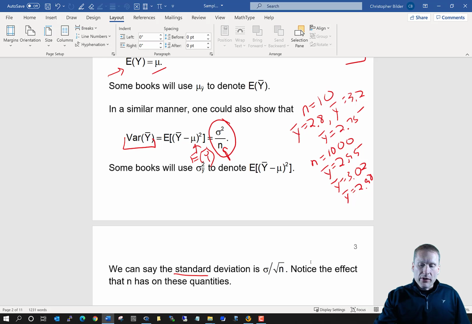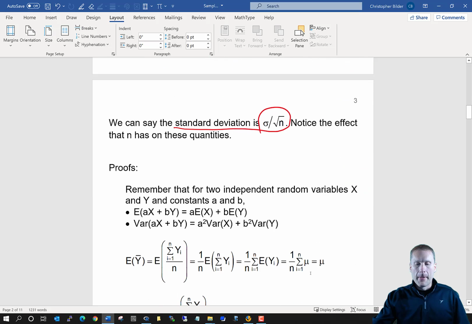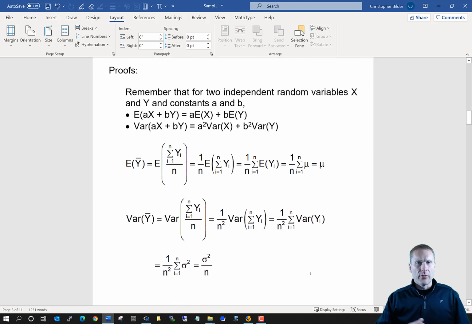We can also think of our standard deviation as well, again the positive square root of the variance. The standard deviation is sigma divided by the square root of n. Okay, so let's look at some proofs of why these results hold.